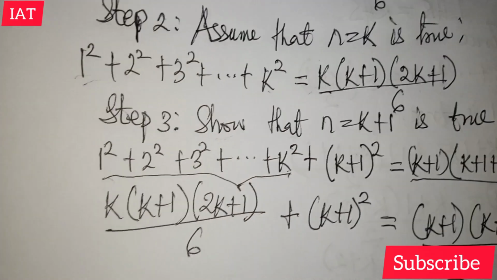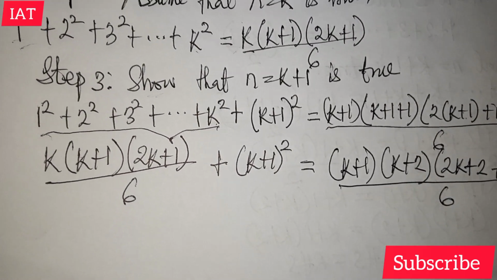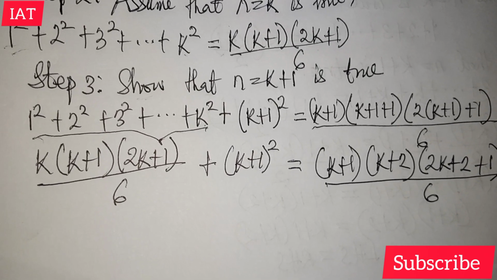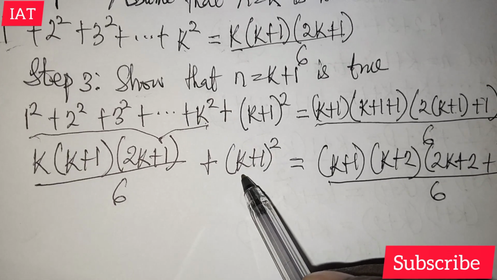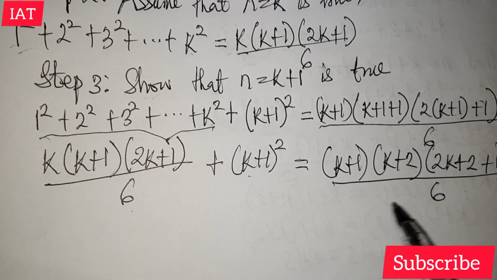Right, moving forward. At this point, we can observe that we have here k plus 1 all squared, and we have the denominator here to be 6, here to be 6.